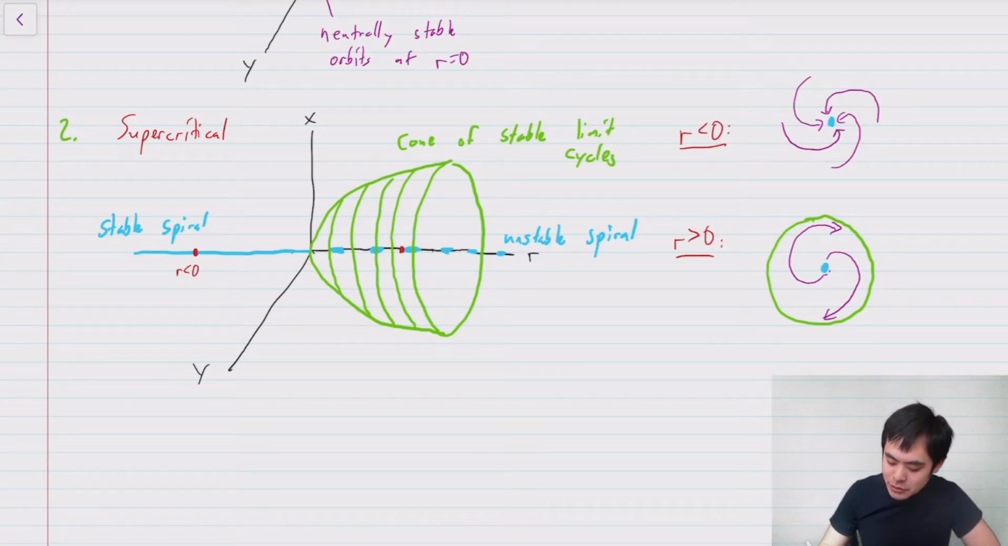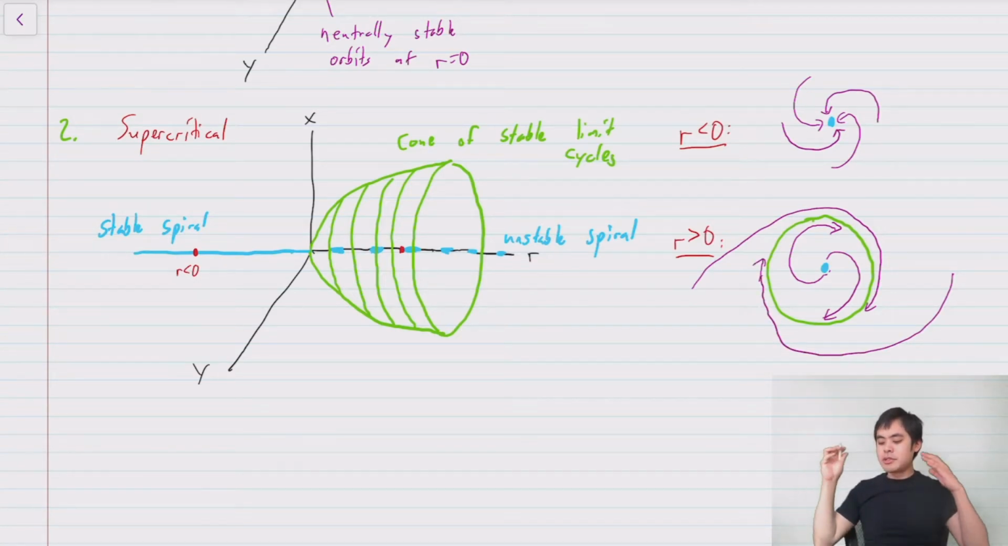And on the other side of the limit cycle, you might have a point that starts here and then gets closer and closer to the limit cycle from the outside. So it's a stable limit cycle, and you have trajectories approaching it from both the inside and the outside.